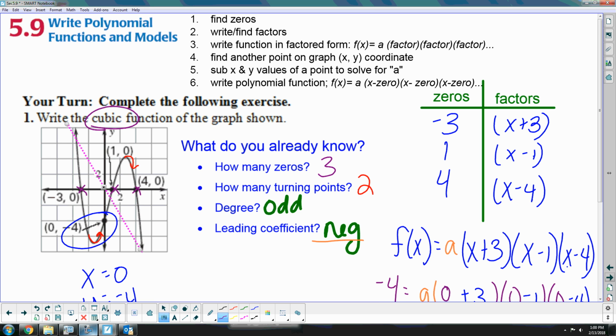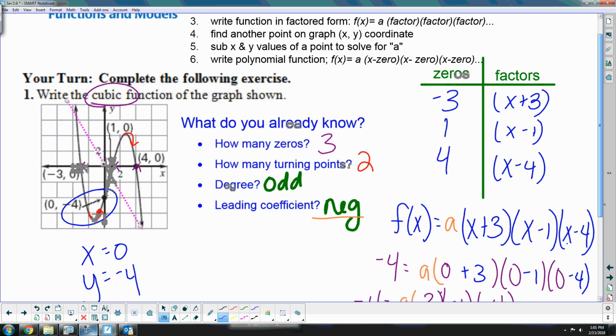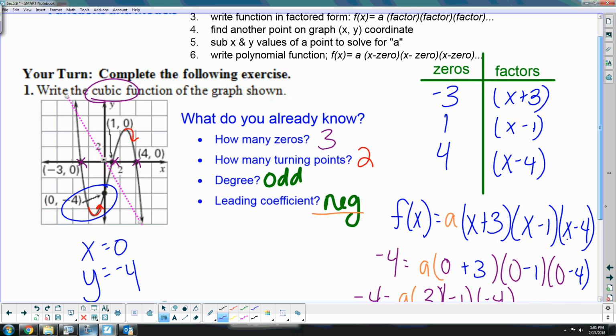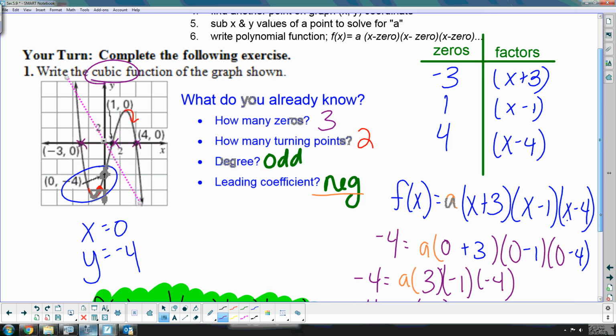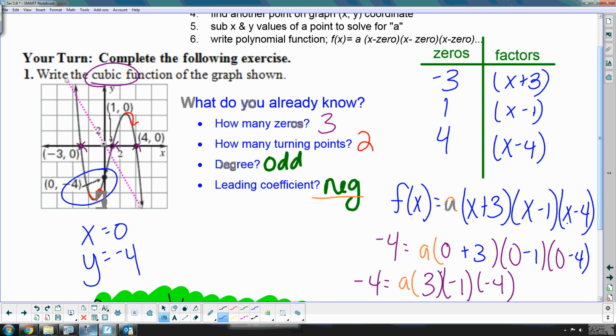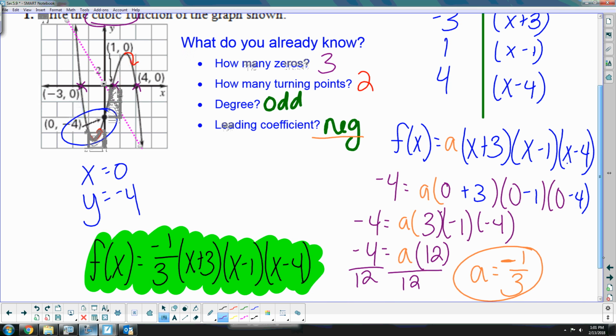And we found another point on our graph, (0, -4). And we substituted those values in for our x and y. So we got -4 equals 12a. Divide both sides by 12 and we get a is -1/3. We already knew that our leading coefficient was negative, and this verifies that.